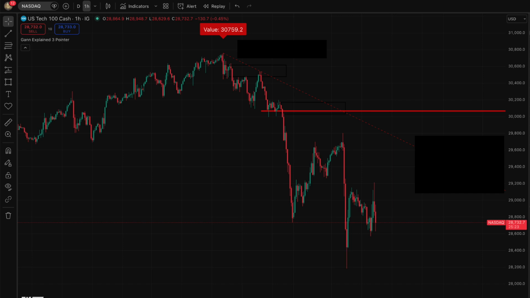Now, stay with me because this is the part that matters most. We are not just looking at history anymore. We are going to see what the square of 9 is telling us about Nasdaq right now. Let's take a closer look at the square of 9 and see what levels it is highlighting right now. Let me draw the square of 9 indicator from the top at the 30,759 level.